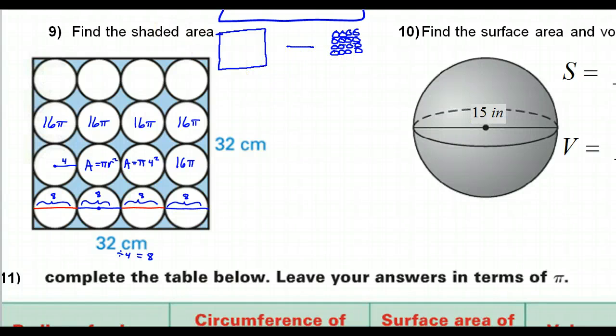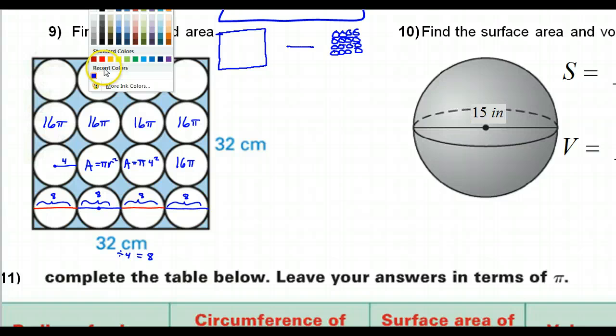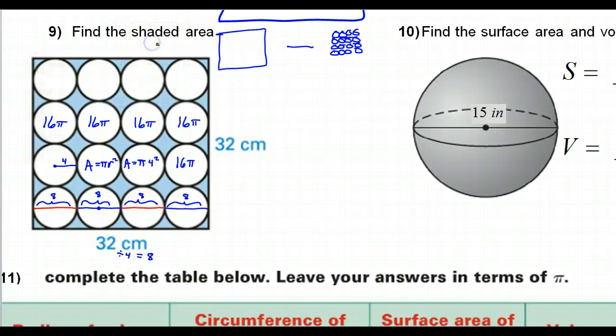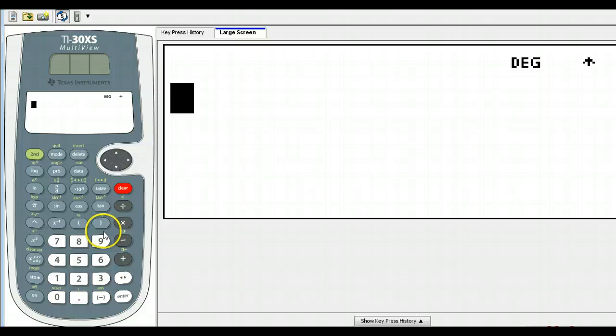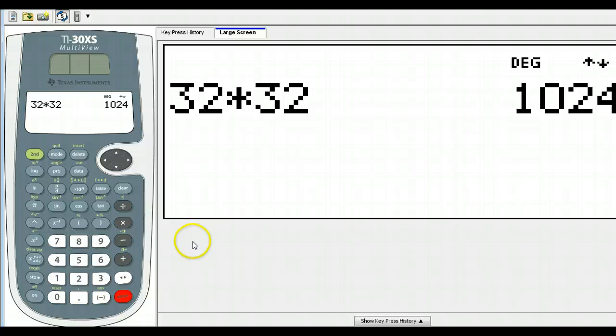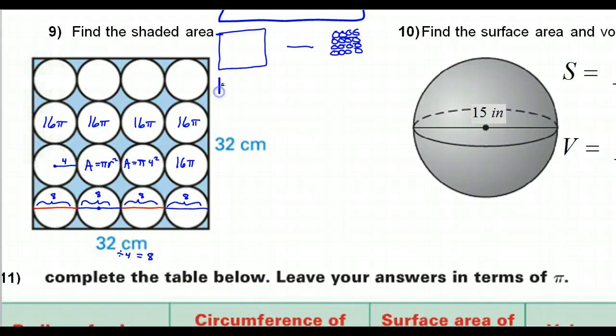So now we are getting down to the end of this thing. Go ahead and make this a little bigger. The outer shape is a square. This square is 32 by 32. So the area of a square is base times height. So 32 times 32, that's 1024. Okay, so 1024. That's the area of the square. Now we need to subtract the area of all these circles. Now the area of one circle is 16 pi.